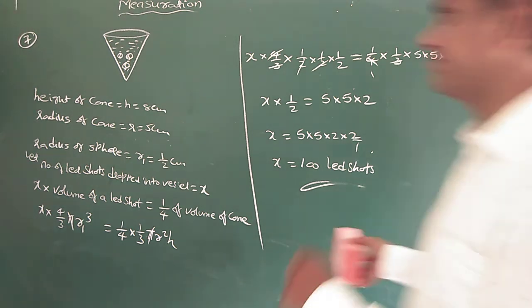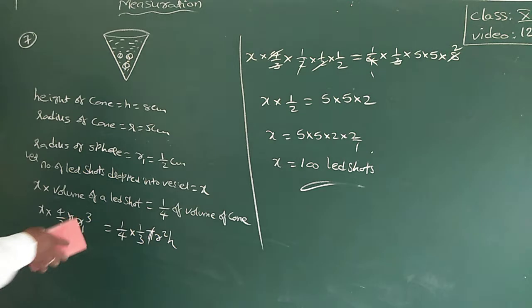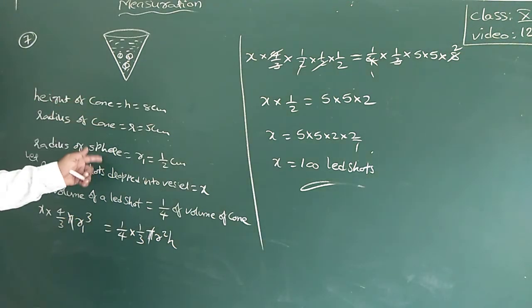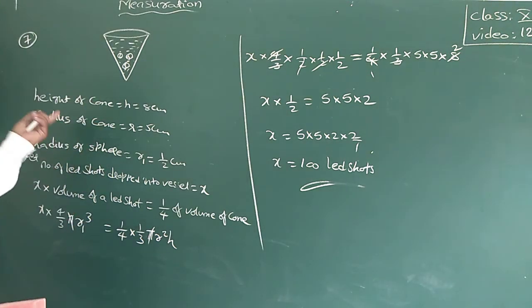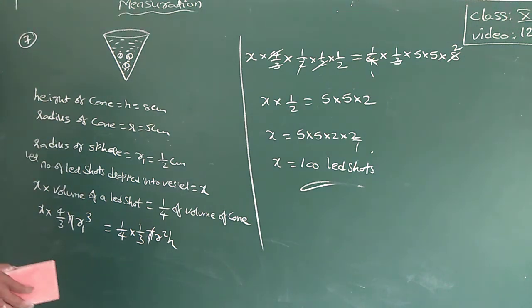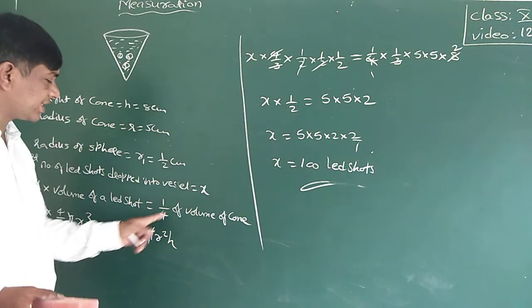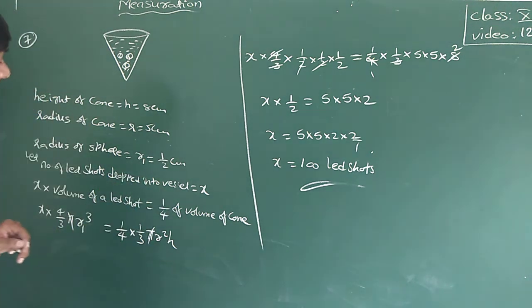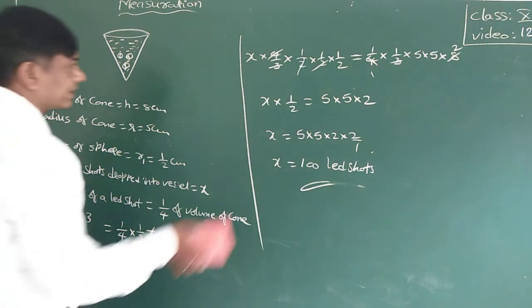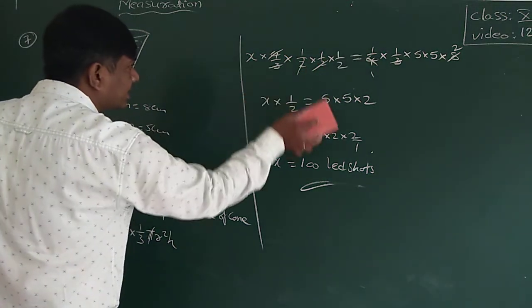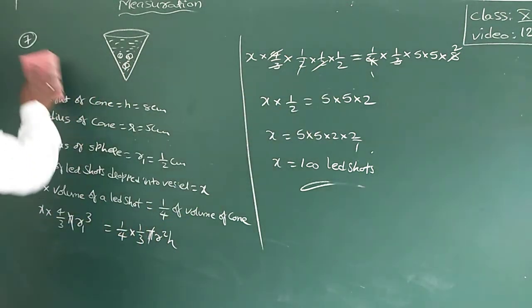Eighth question also same model only. Cone height, radius given, radius of sphere given. Radius of sphere means lead shot radius. Number of lead shots is x. X into volume of one lead shot is equal to 1/4 of the volume of water poured out. 1 by 4 into volume of cone. Simplify it, we get the answer. Here 3 and 3 cancelled, sir, because denominators on either side are equal, so I cancelled it.